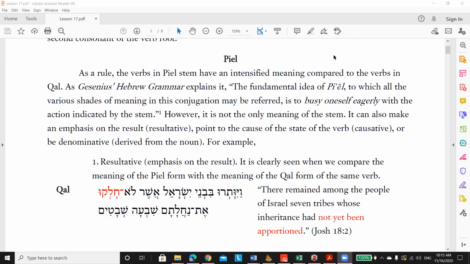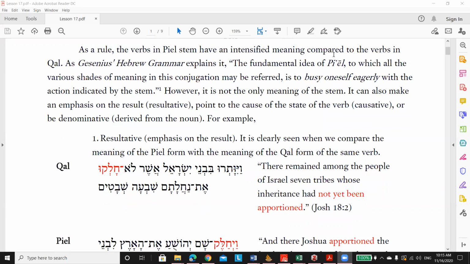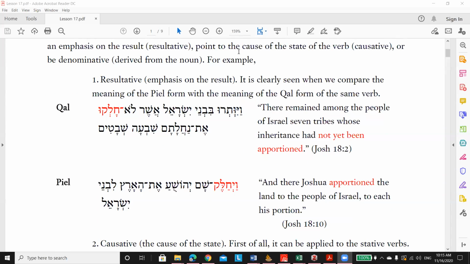So, for example, if the same verb occurs in two different stems, if it occurs in Kal, it just tells us about the action. But in Piel, the emphasis is on the result of the action. And it is very easy to see in the example of the verb halak. Halak means to divide or to appoint, to distribute, to appoint something to somebody.